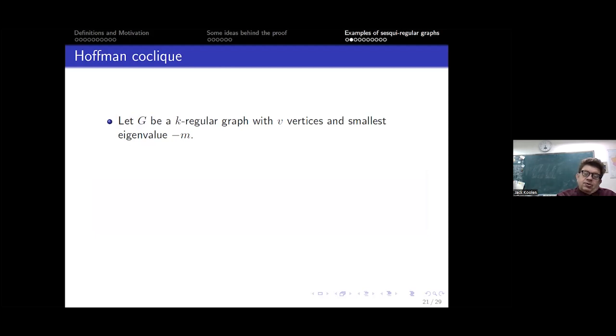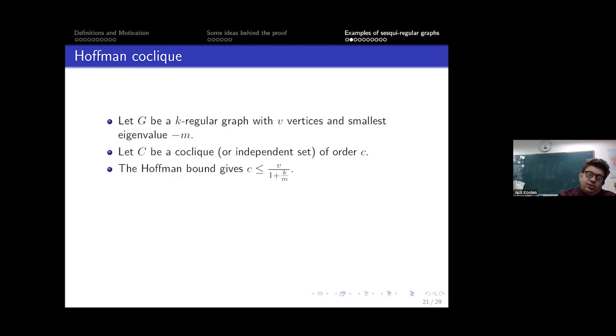So now we look at the k-regular graph with smallest eigenvalue minus lambda. Let C be a co-clique, or if you don't like co-cliques, just an independent set of order C. Hoffman's bound gives that C is at most this number, phi over 1 plus k over m. This has to do with the Delsarte bound. The Delsarte bound is for cliques and the Hoffman bound is for co-cliques.